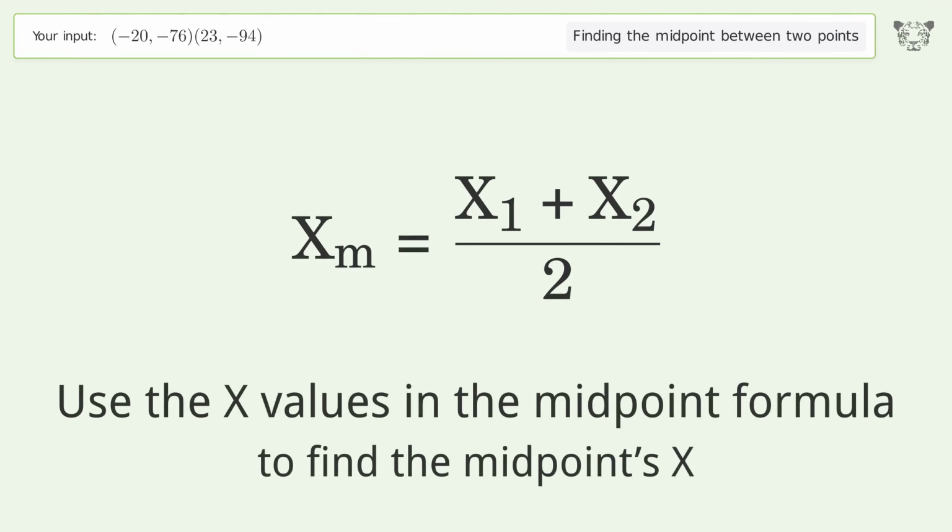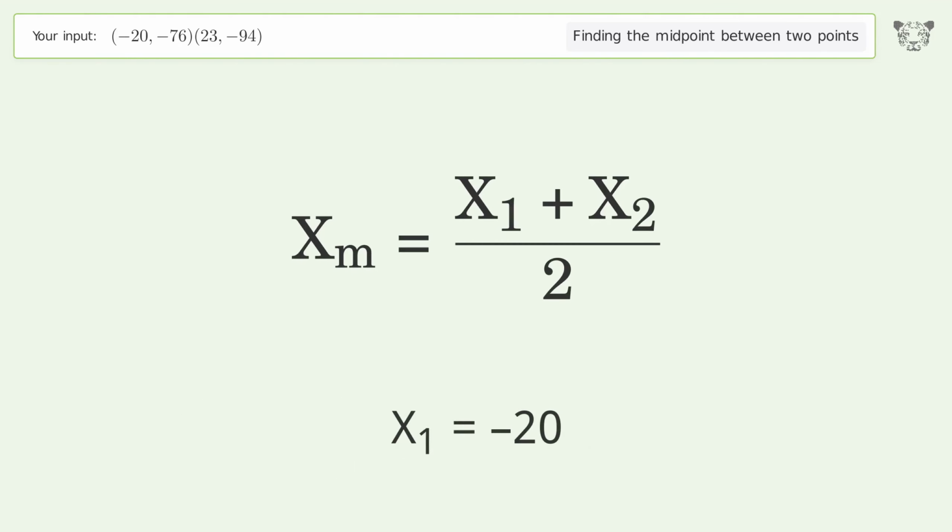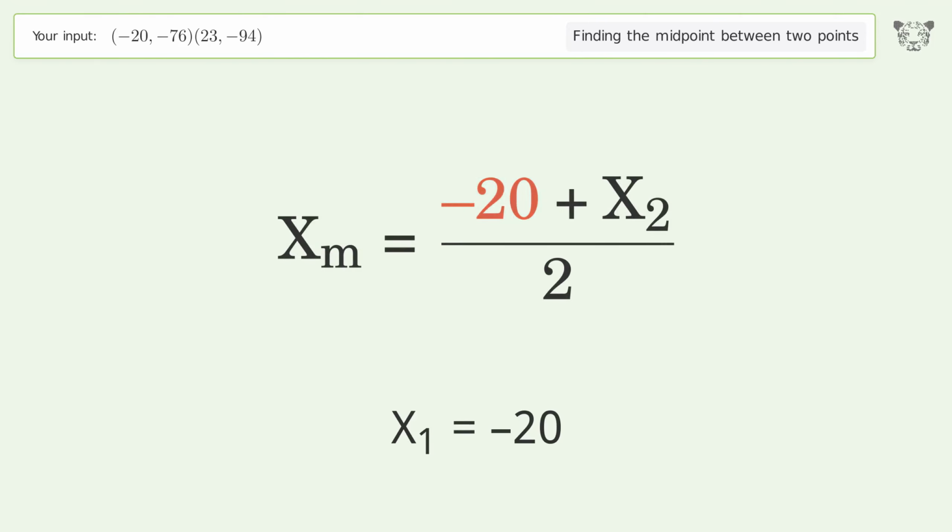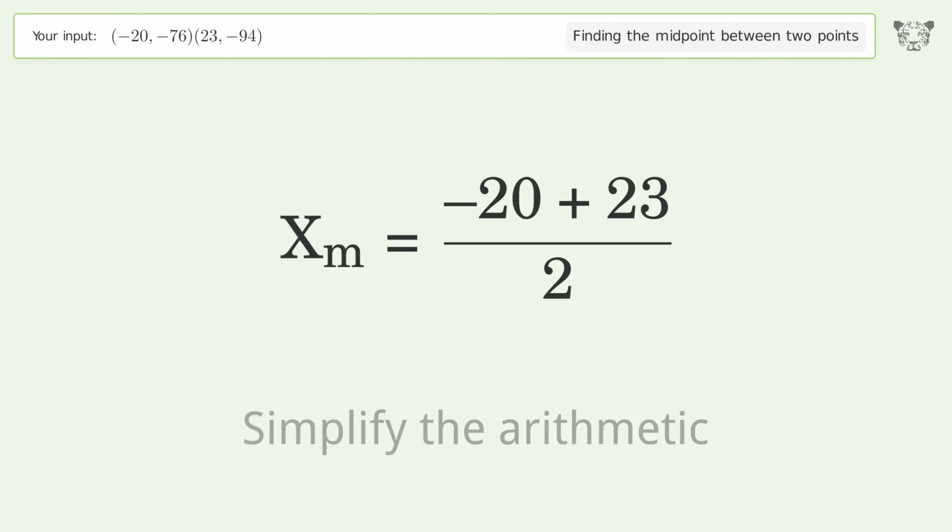Use the x values in the midpoint formula to find the midpoint's x. x1 equals -20. x2 equals 23. Simplify the arithmetic.